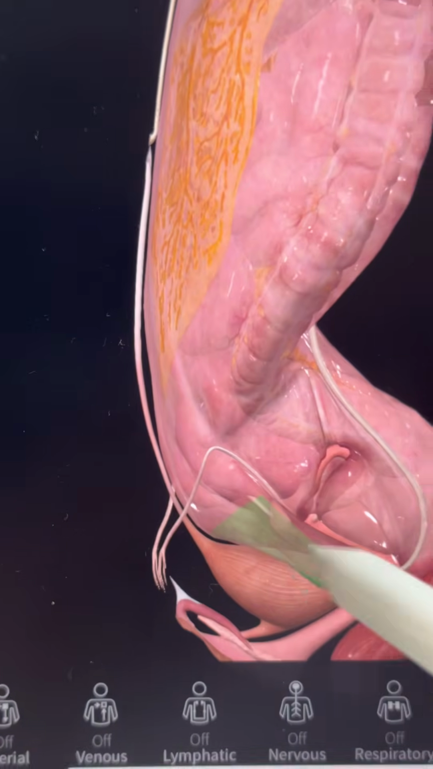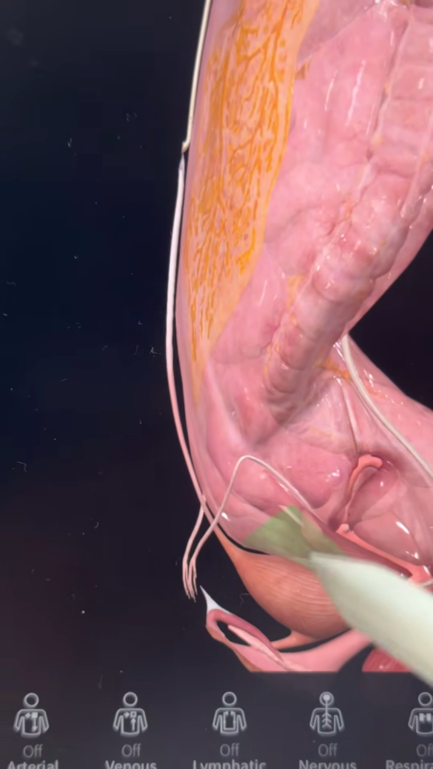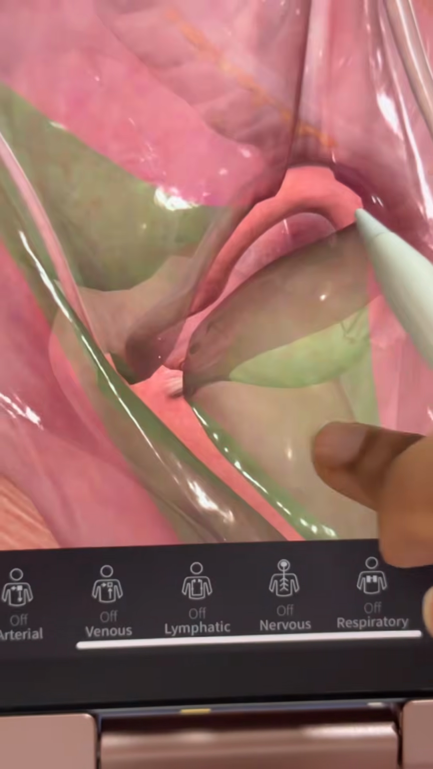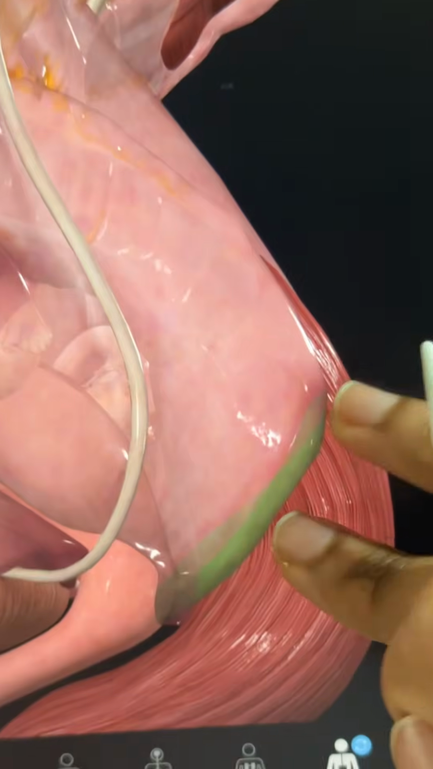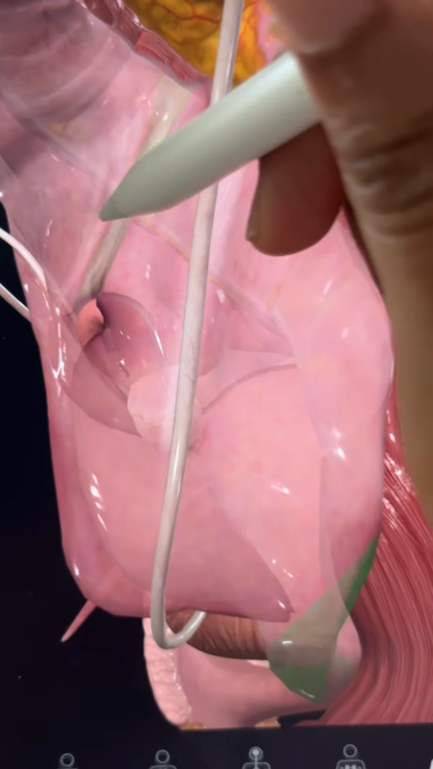And this is the paravesical part of the peritoneum, which is between the bladder and the anterior walls of the pelvis. This is the mesentery. As you can see, it is supporting the uterus. Here, we have a pararectal fossa which supports the rectum. Also, one part is the suspensory ligament of the ovary.